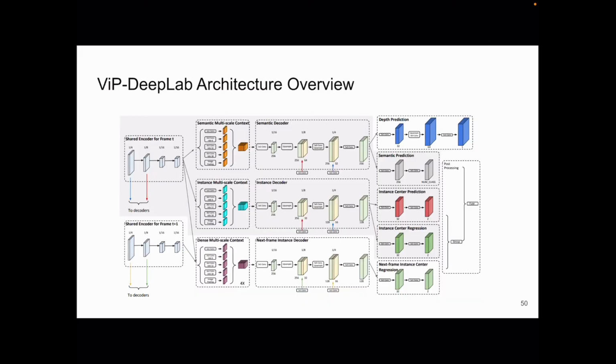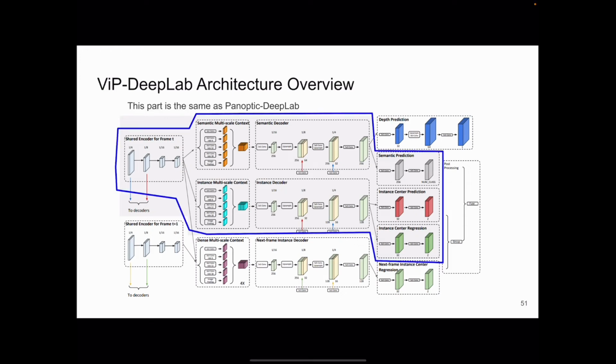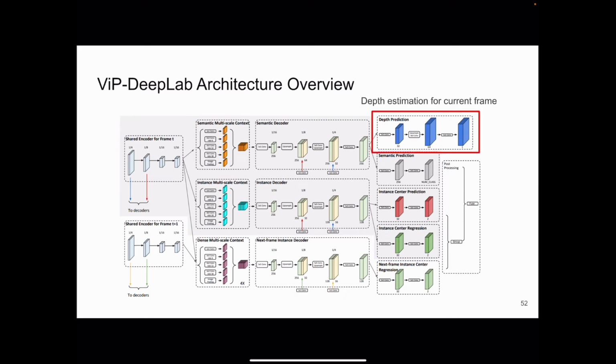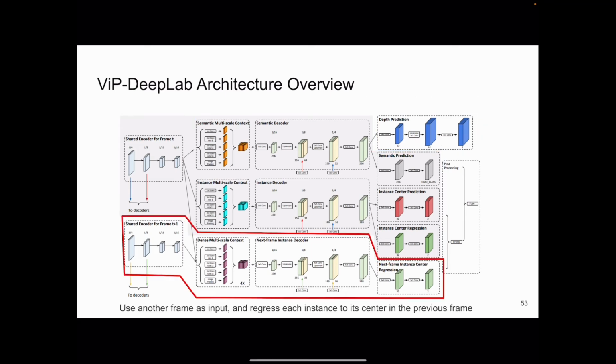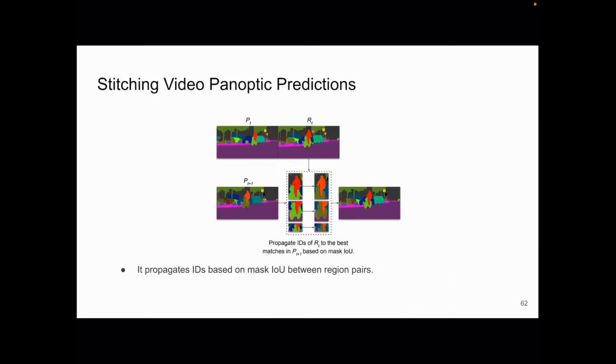Here is the overview of ViP-DeepLab architecture. It may look complicated at first glance. In fact, it builds on top of Panoptic-DeepLab by additionally predicting depth estimation and the two-frame instance center regression. Basically, we are performing panoptic segmentation on a two-frame input. We also propose a simple yet effective method to stitch video panoptic predictions based on mask IoU overlap.